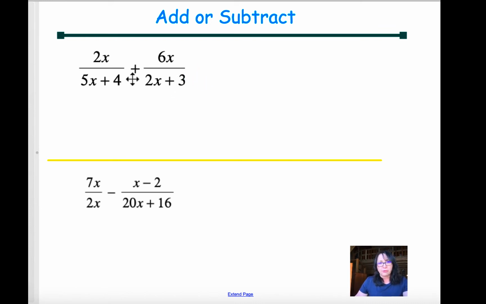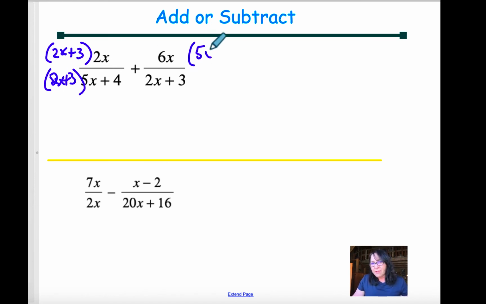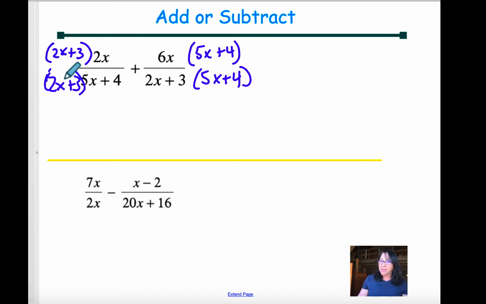For this one, add or subtract, again, we're trying to get a common denominator. Common denominator oftentimes is just the product of the two put together, okay? And so this one is going to need a 2x plus 3 over 2x plus 3. And this one needs a 5x plus 4 over 5x plus 4. Again, it's a quantity divided by itself. And so when you get something like that, that's just 1. And I'm not changing the problem if I'm multiplying by 1. I'm just manipulating it, right?